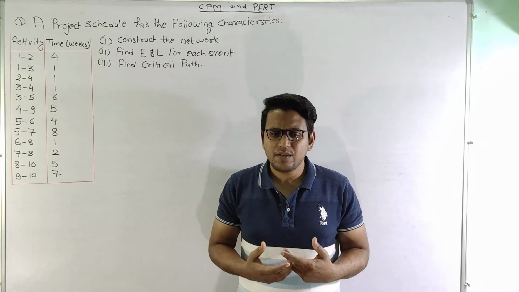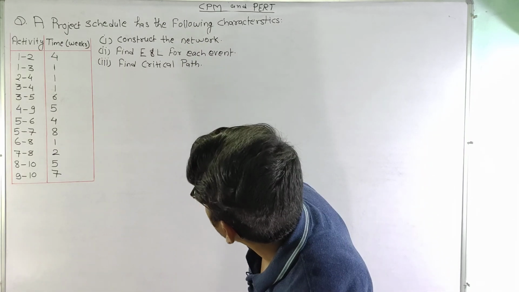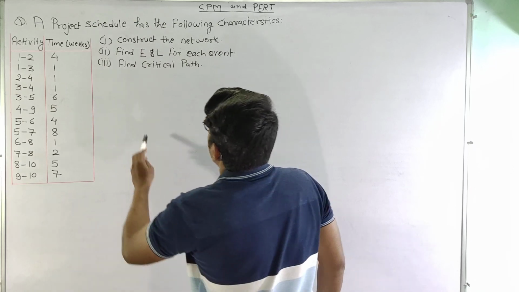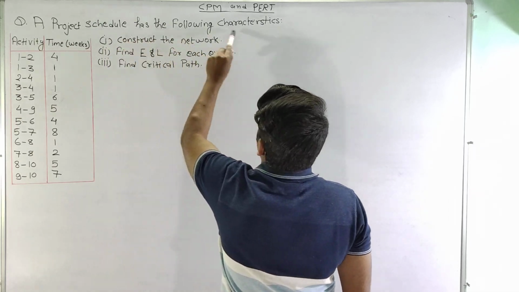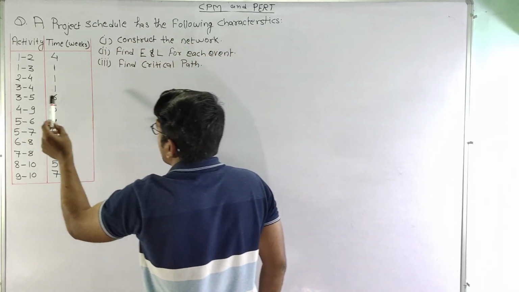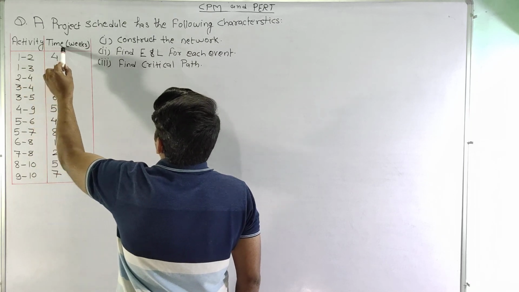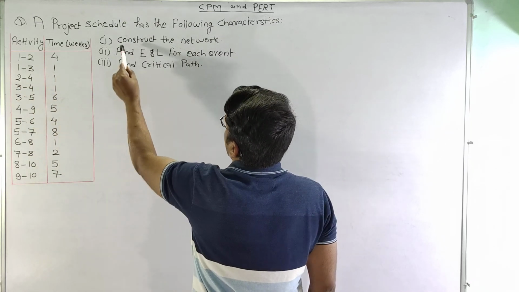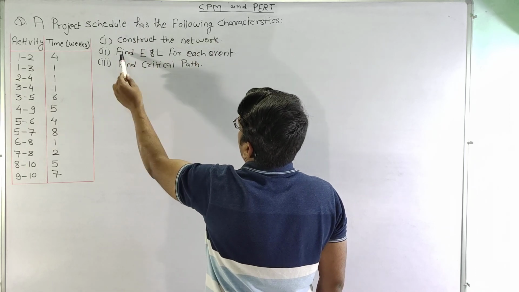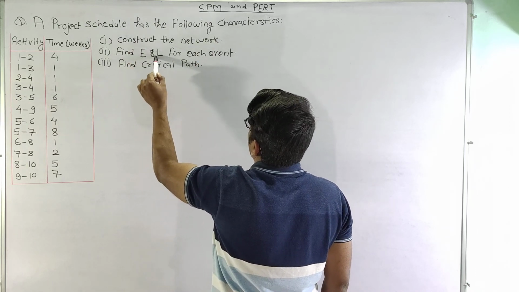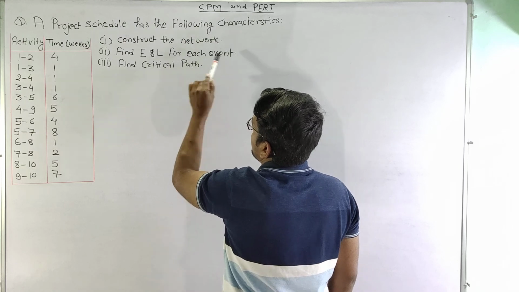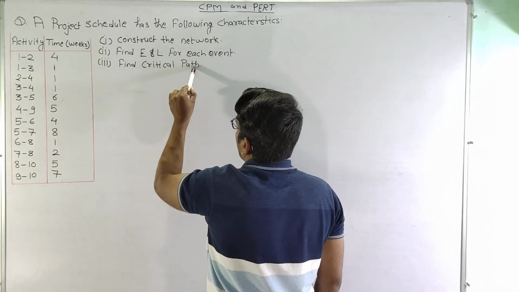So let us quickly see what the question is. The problem says that a project schedule has the following characteristics. This table has been given with activity and time, and we need to construct the network, find the earliest and latest times for each event, and find the critical path.